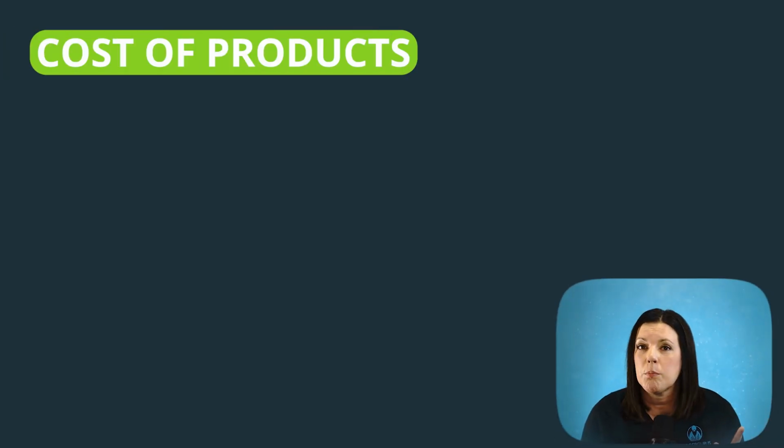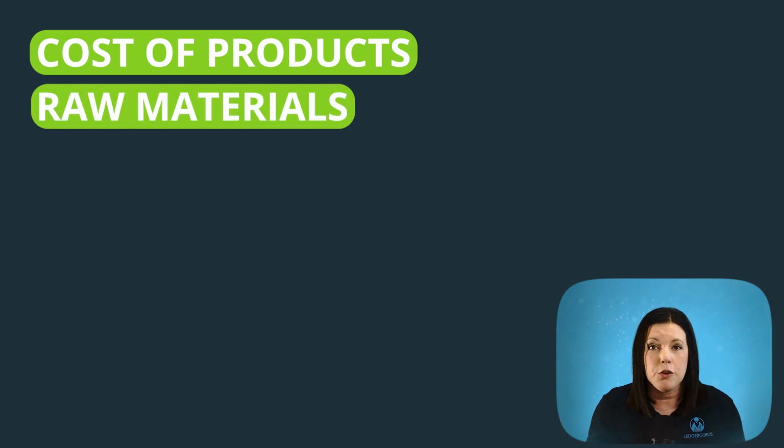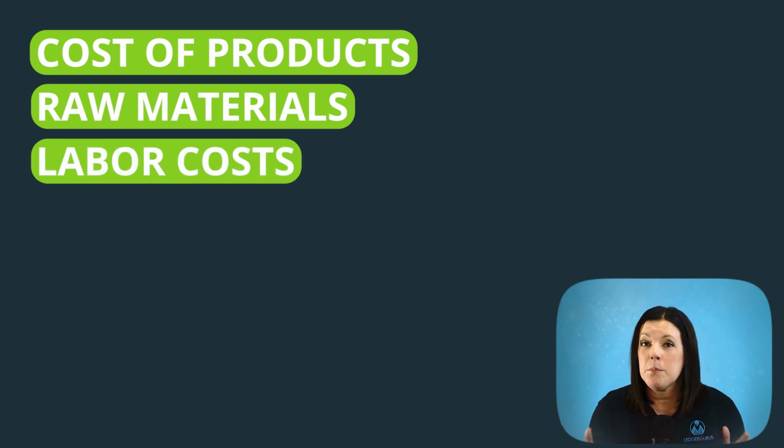First is your cost of products. This is what you pay your manufacturer for the product that you sell. Next is raw materials. If you're a manufacturer, be sure and include everything that goes into producing your product. This could include fabric, ingredients, and raw goods, all that go into producing that product. Labor costs. If you're a manufacturer and your employees are assembling the products that you sell, their labor costs could be attributed to cost of goods sold.